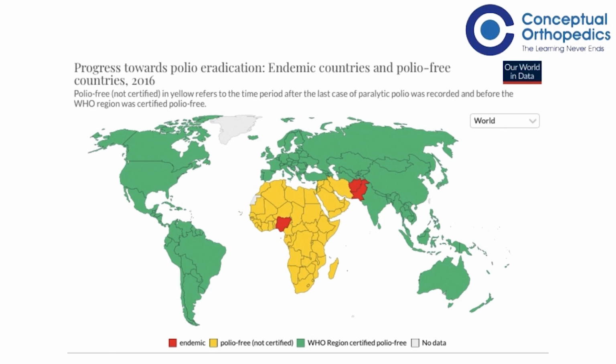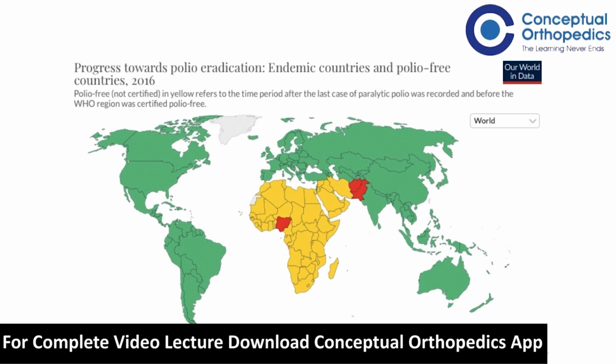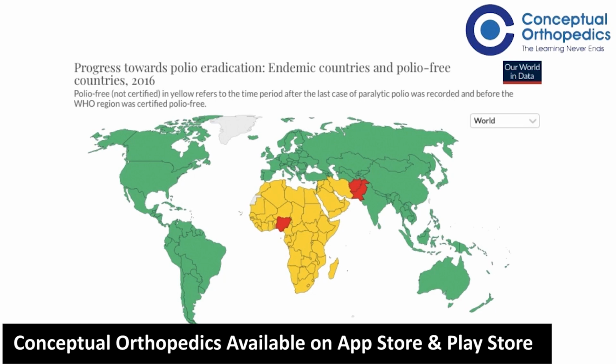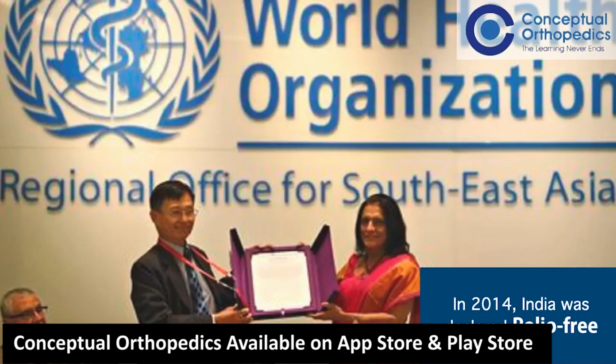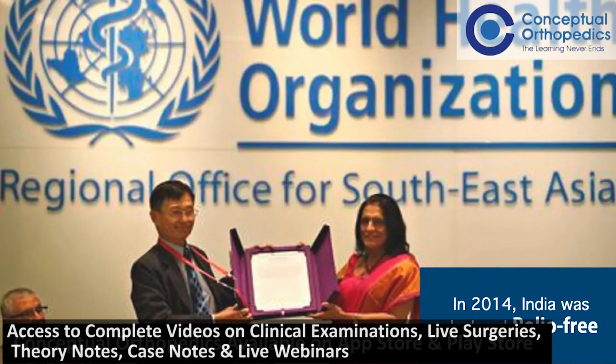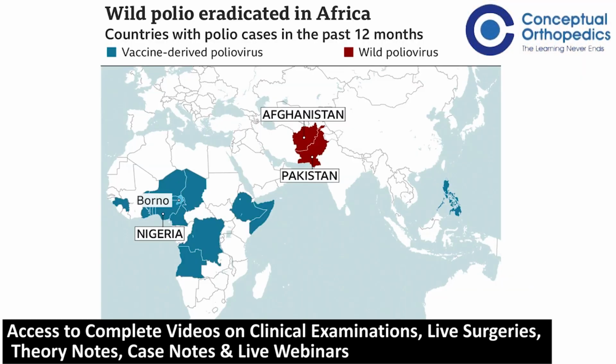As we can see, even Nigeria is in red in this particular image, but Nigeria was also declared polio free in 2016 or 2018. So as of now there are only two countries endemic to poliovirus, that is Pakistan and Afghanistan. Of course, India was declared polio free in 2014.